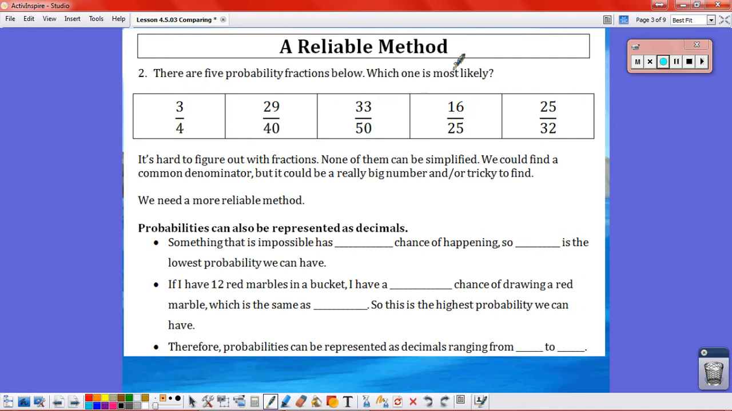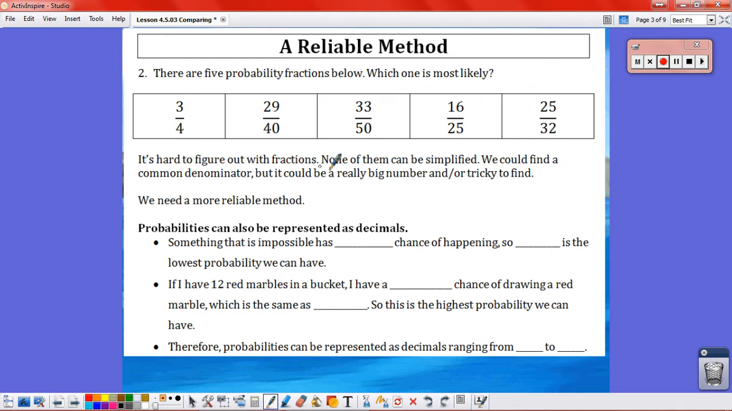So we need a reliable method, because right here there are 5 probability fractions below. Which one is the most likely? But these are very, very different. 3/4, 29/40, 33/50, 16/25, 25/32. I mean, I could find a common denominator for all of them, but it's going to be a big common denominator.